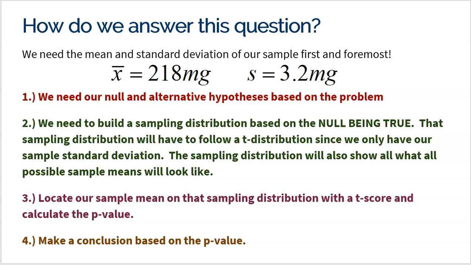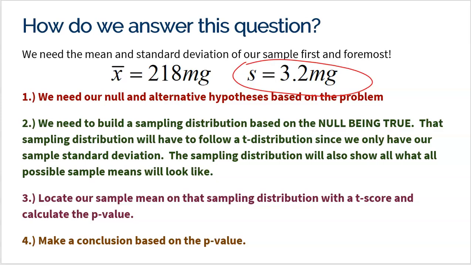Now that sampling distribution is going to have to follow a t-distribution. Remember why, right? The big issue that we have is that we're only using the mean and the standard deviation of our sample. And when we only use the mean and the standard deviation of our sample, that's where we're not as confident to use the normal model. It's not going to be as accurate. So we're going to have to use this t-distribution that we've already talked about as well.